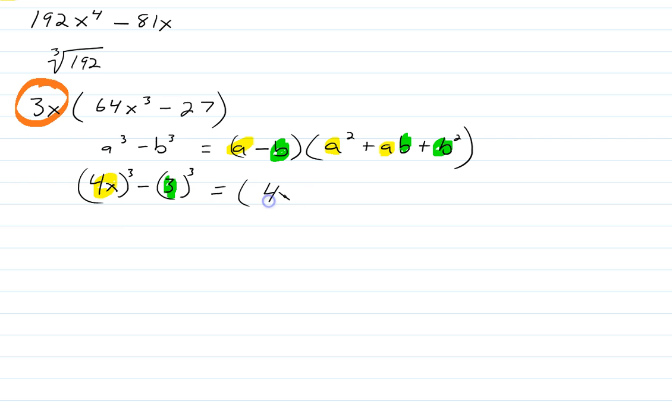Alright, so we have 4x minus 3. So that's going to be 4x squared, which gives us 16x squared. And then a times b, so 4x times 3, which is going to give us 12x, plus 9. With the 3x in front. So this factors to this.